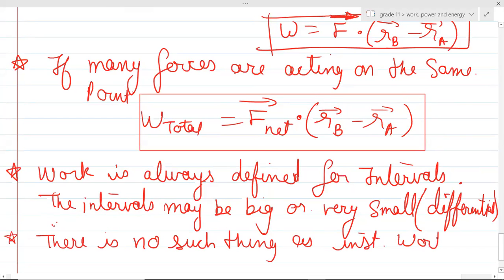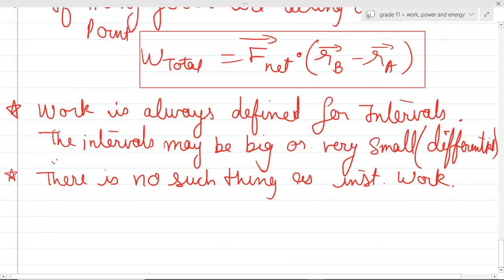Guys, please remember, work is never defined for an instant. For example, you can define instantaneous velocity, instantaneous acceleration, you can define time also as an instant, right? But you can never define work at an instant. Let's say work at t equals 2 seconds, never ever define that. You can say that work done by this force between 2 seconds to 5 seconds is this much. You can always define it for an interval.